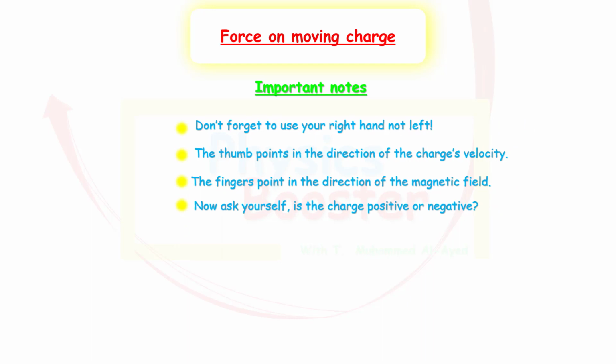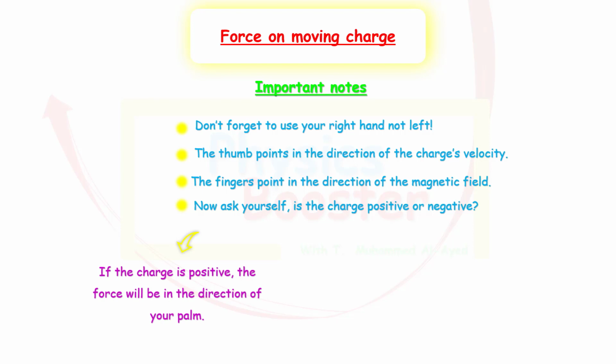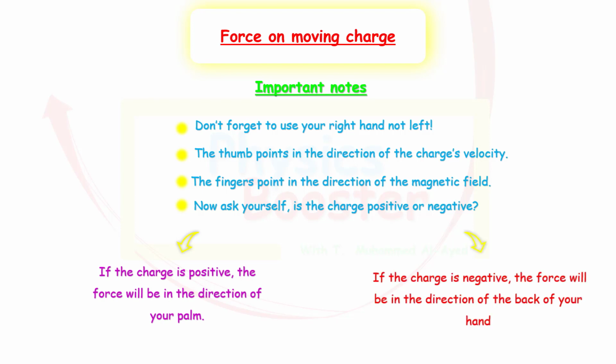Do not forget to use your right hand, not your left. We mentioned that a lot, and lots of my students make mistakes. They start using their left hand. So please use your right hand. My thumb is pointed in the direction of the charge's velocity. My fingers will point in the direction of the magnetic field. Now, I will ask myself, is the charge positive or negative? If it's a positive charge, this means that the force will be in the direction of your palm. But if it's a negative charge, this means that the force will be in the direction of the back of your hand.